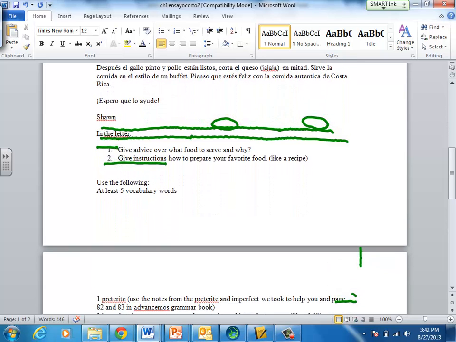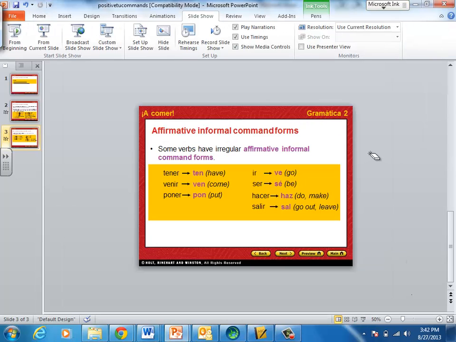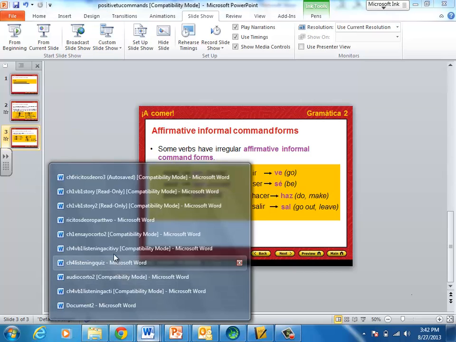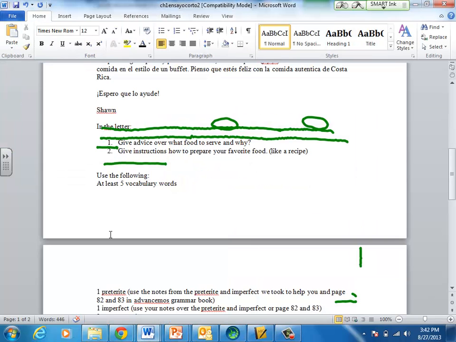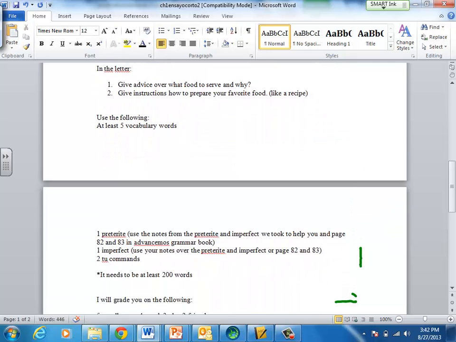So in the dialogue, or in the writing activity, you need to use at least 5 vocabulary words. These vocabulary words are in your Triángulo book, okay, dealing with food. Okay, so you're going to do that.